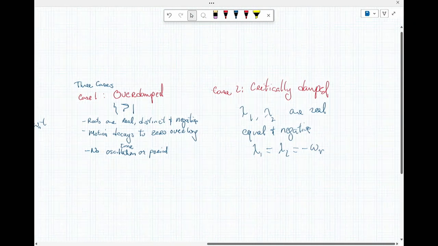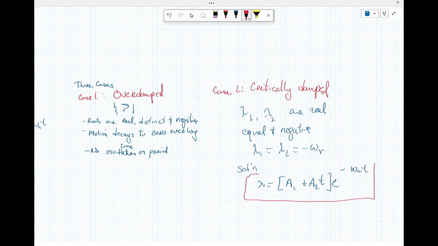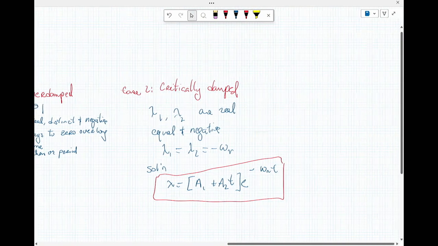Now, did I write the solution? So the form of the solution for the first case is x equals a1 plus a2t, times e to the minus omega nt. For this particular case, there's no point in putting two of the same solutions in there because you end up with the same result.